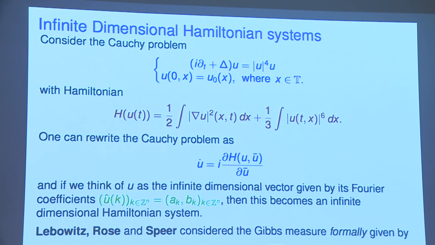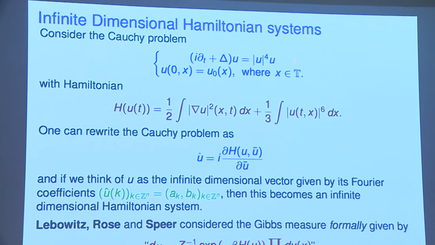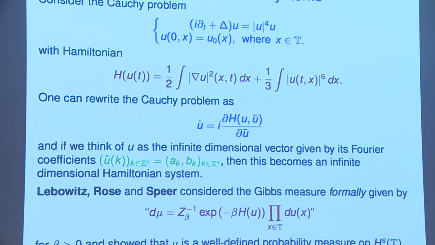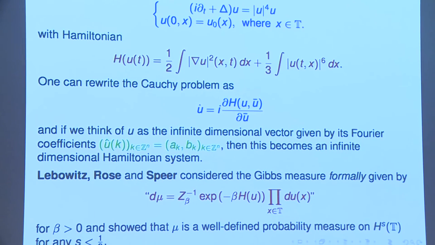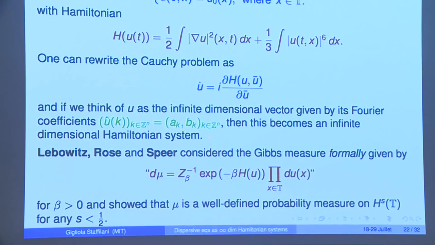Take u and look at it in terms of Fourier coefficients. It's going to be a real part and an imaginary part. So a_k is my real part, b_k is an imaginary part. And I can rewrite this problem exactly like the Hamiltonian equation that I gave you before, except that now the k are infinitely many. k belongs to Z^n, but in this particular case, n is equal to 1. But in general, you can write it in any dimension, of course. So this vector (a_k, b_k) is an infinite dimension vector. So you have to be careful, for example, to understand what you mean with the Gibbs measure.